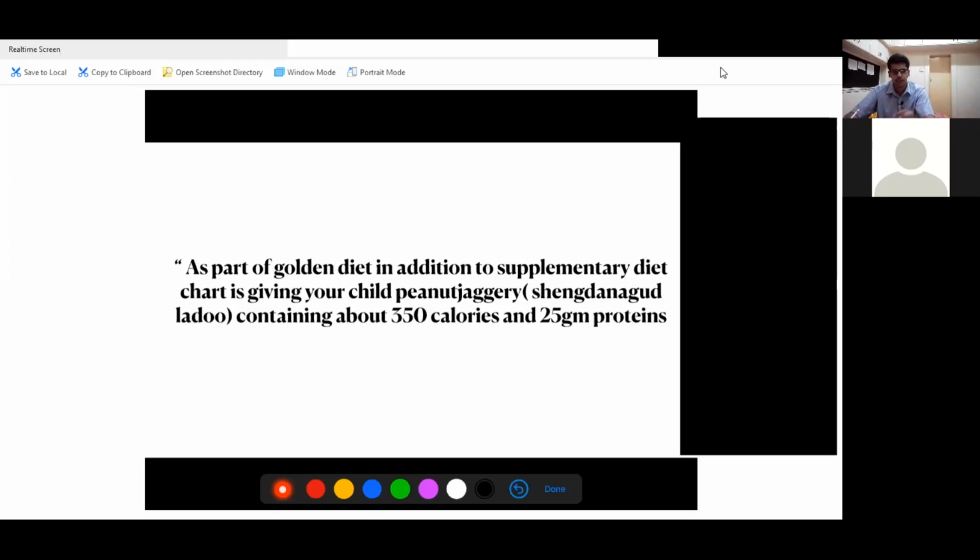So, as part of the golden diet, in addition to the supplementary diet chart, give the child a peanut jaggery laddu, called Shengdana gud laddu in Maharashtra, very famously, or in English, peanut jaggery laddu, because one peanut jaggery laddu will have 350 calories and 25 grams of protein.